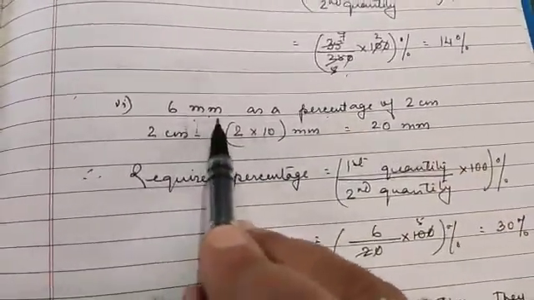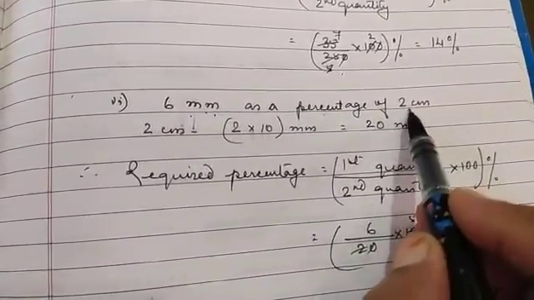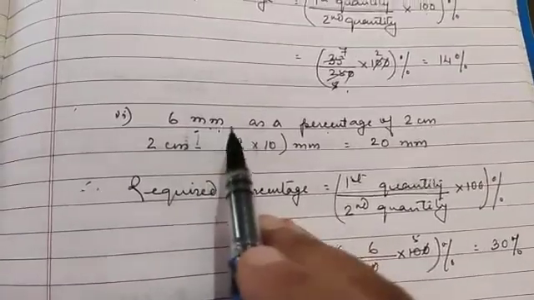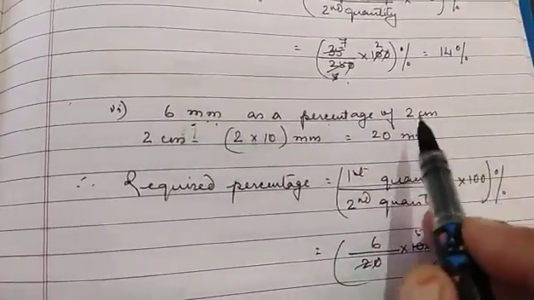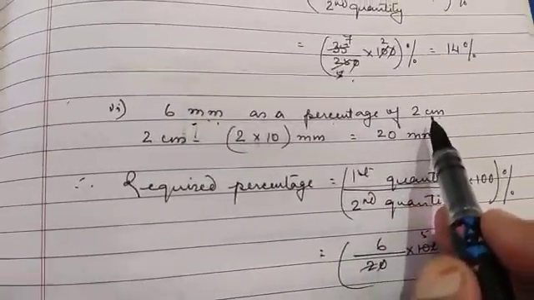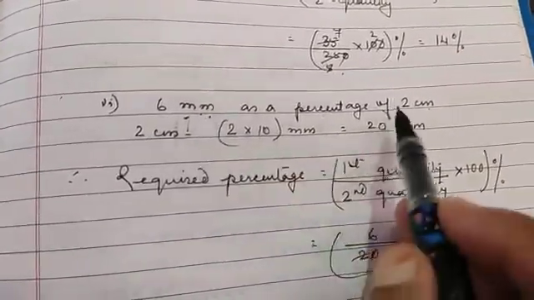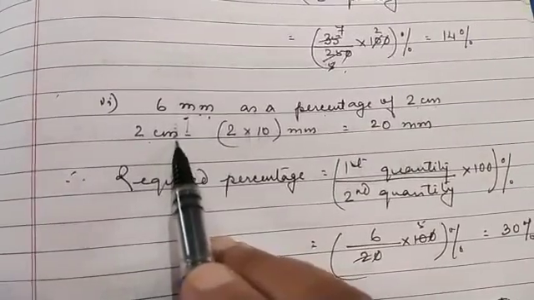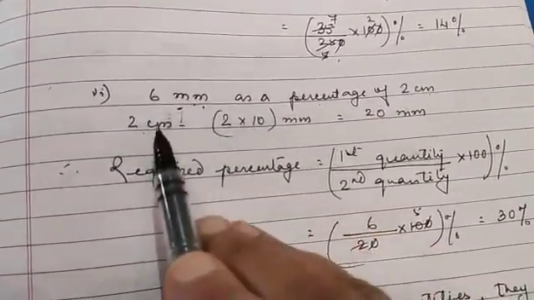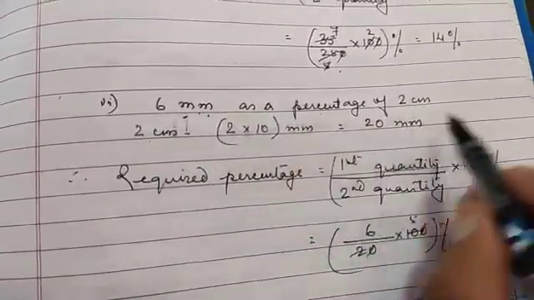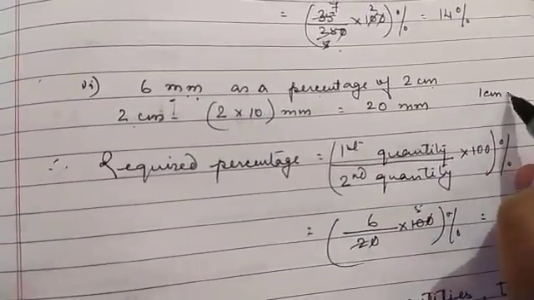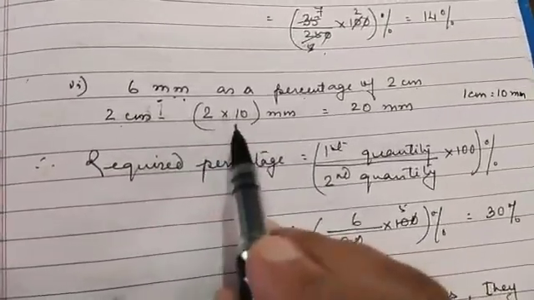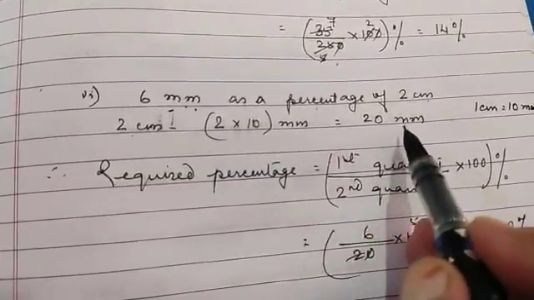This is in millimeter. This is in centimeter. Centimeter is a higher unit than millimeter. Wherever you have a smaller unit and a higher unit, convert the higher unit to the smaller unit. Okay, so 2 centimeter you will convert it to millimeter. 1 centimeter is how many millimeter? 1 centimeter is equal to 10 millimeter. Okay, so 2 into 10 millimeter is equal to 20 millimeter.